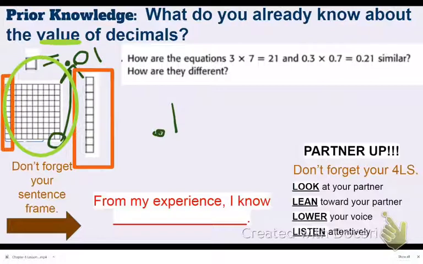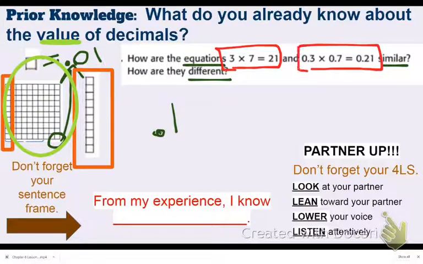Okay, if we look at this, it says, how are these equations similar and how are they different? Well, let's talk about how they are the same. 3 times 7 is 21. 3 tenths times 7 tenths is 21/100ths. Something that's the same or similar is they both have a 3 times a 7. They both have an answer with 21 as the digits.